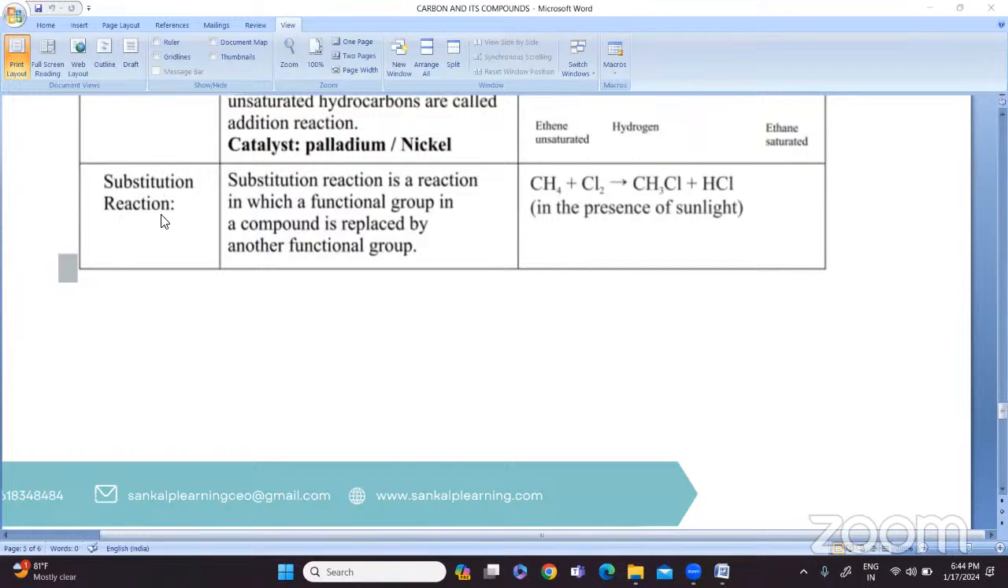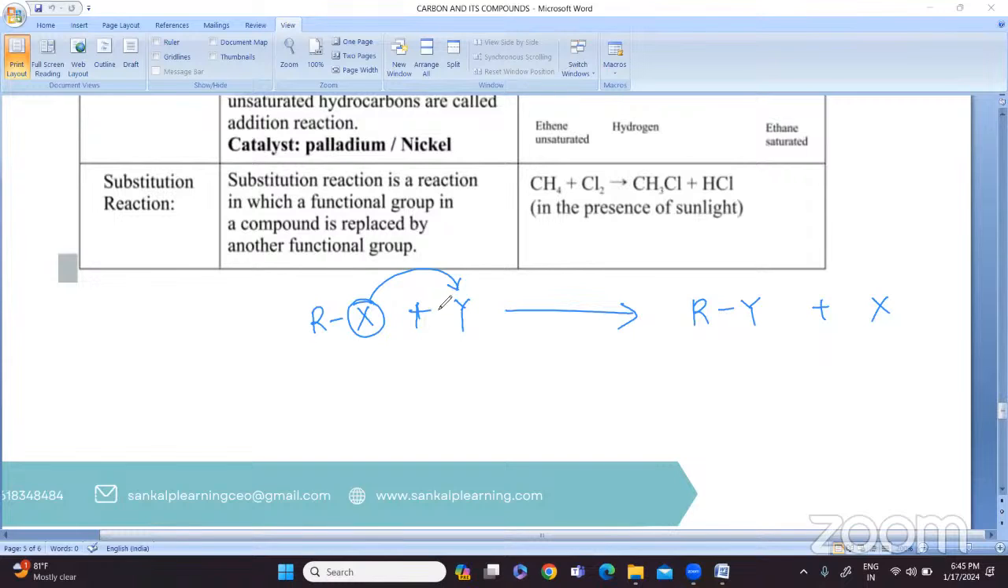Okay. Next is substitution reaction. What do you mean by substitution reaction? Suppose I have RX plus Y. What is happening? It will become RY plus X. So what is getting substituted? Your X will be substituted by Y. So this is a substitution reaction.